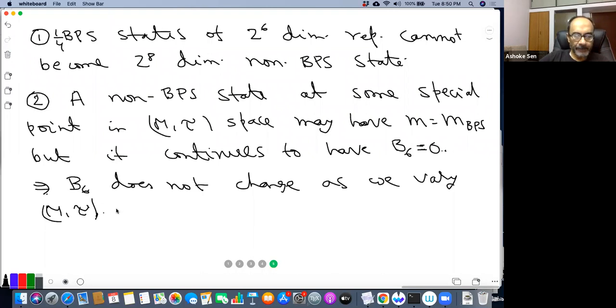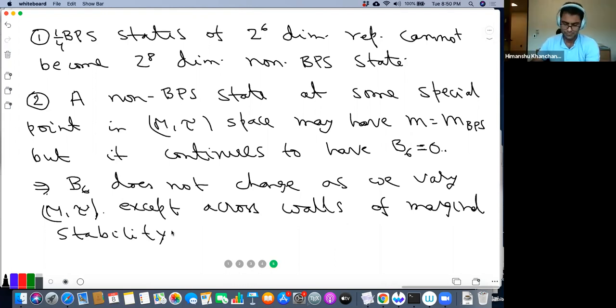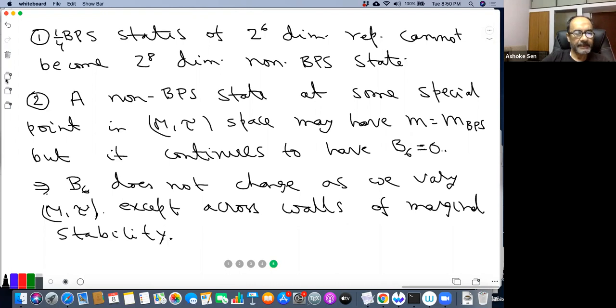Except in one case, across walls of marginal stability, and I'll explain what this is. This will not play too important a role here in our analysis, but it's important to know this.